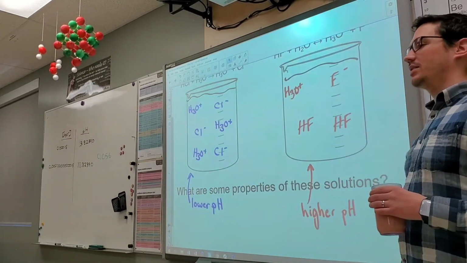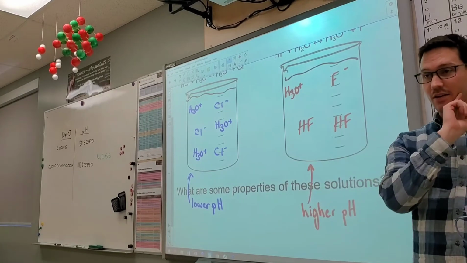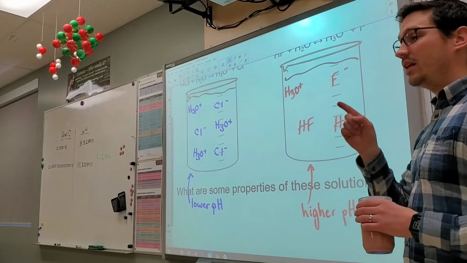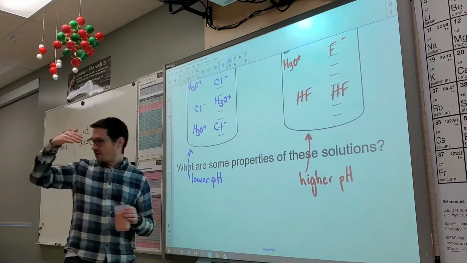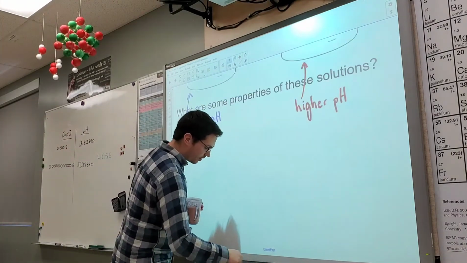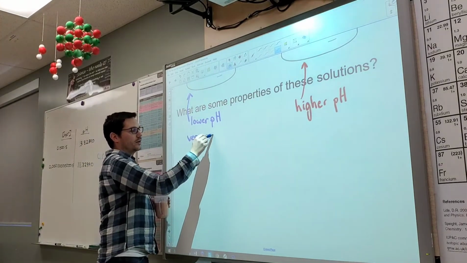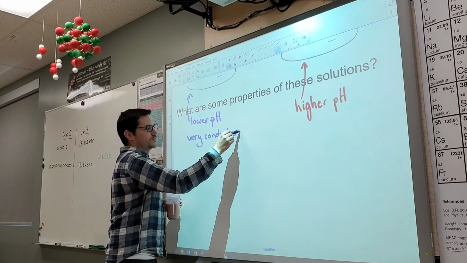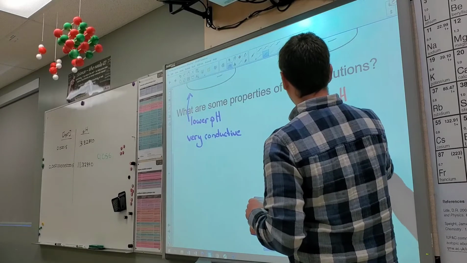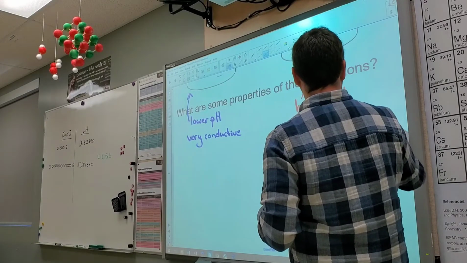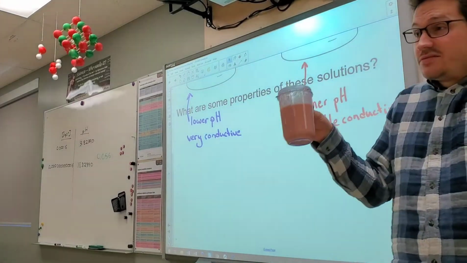Can this one conduct electricity? Yeah. But not as well. Is that okay? One of these will conduct electricity better than the other. They're still both conductive, but one will turn on a light bulb more brightly than the other. Okay, all right, no problem. So this one is going to be very conductive, and this one is going to be a little conductive. They're still both conductive, right?